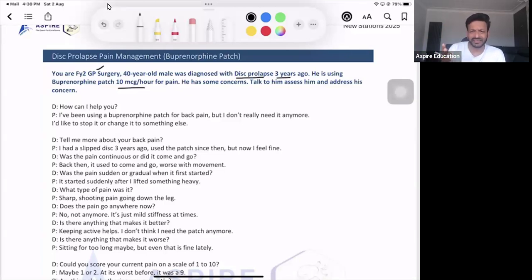This prolapse was 3 years ago and obviously is getting treatment, but make sure you ask for cauda equina. That is really, really important. So that is the main thing. So how can I help you?